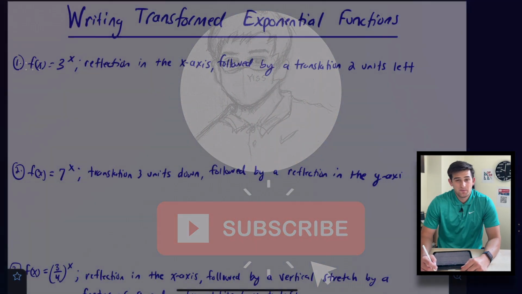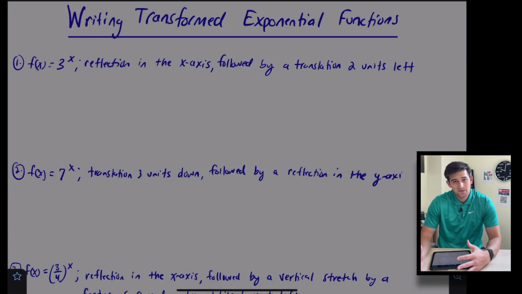Hello everyone, in this video I want to talk about how we can write some transformed exponential functions. So we're going to look at about 5 examples here today. We will go ahead and get started on number 1. It says f of x equals 3 to the x power. We want to do 2 things to it. Number 1, we're going to reflect in the x-axis, and we're going to translate 2 units to the left.